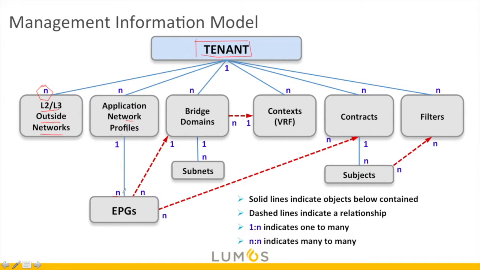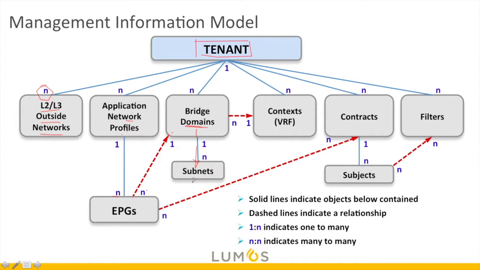Typically, if you have a 3-tier stack, then you're probably going to have 3 EPGs. You can have more, you can have less, kind of depends on your application. EPGs can only exist in one bridge domain, but a bridge domain can have multiple EPGs. And you can have multiple subnets in a given bridge domain. However, a subnet is restricted to a single bridge domain.